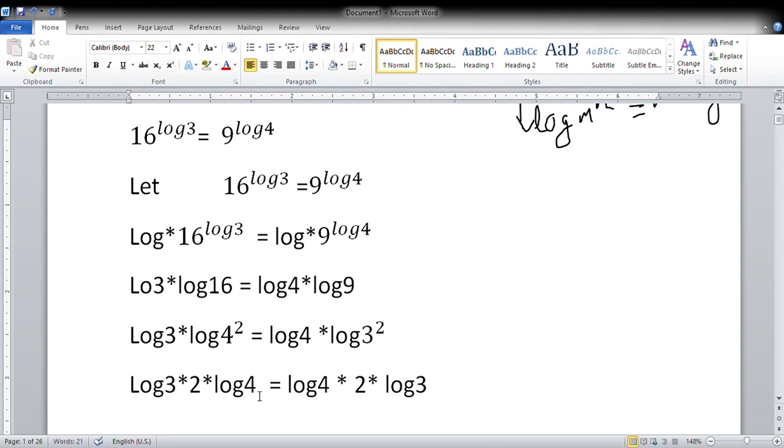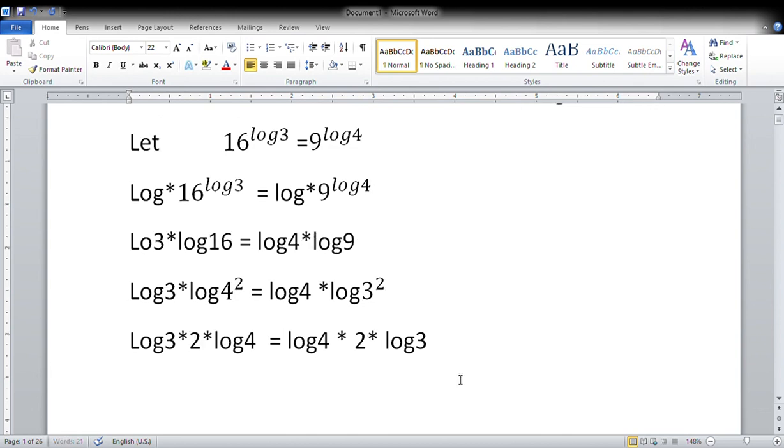So you can see both sides are the same: log 3 into 2 into log 4, and log 4 into log 3. So both sides are the same, so it is proved. That should be the answer to this question, right?